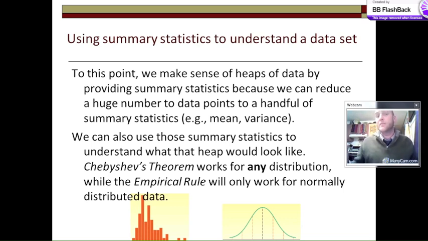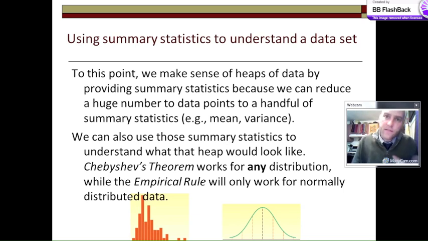Again, we've used them to summarize the data set. We said the data sets are huge, complicated, clunky things, which is why we need to simplify them by providing a couple of summarizations. In other words, we've made sense of these big heaps of data by providing those summary statistics, because we can reduce that complexity of all of those data points into just a handful of things, like your mean and your standard deviation. But we can also use those summary statistics to help us understand what that big mess, that big heap would look like. The two things that we can use to do that are Chebyshev's theorem and the empirical rule.